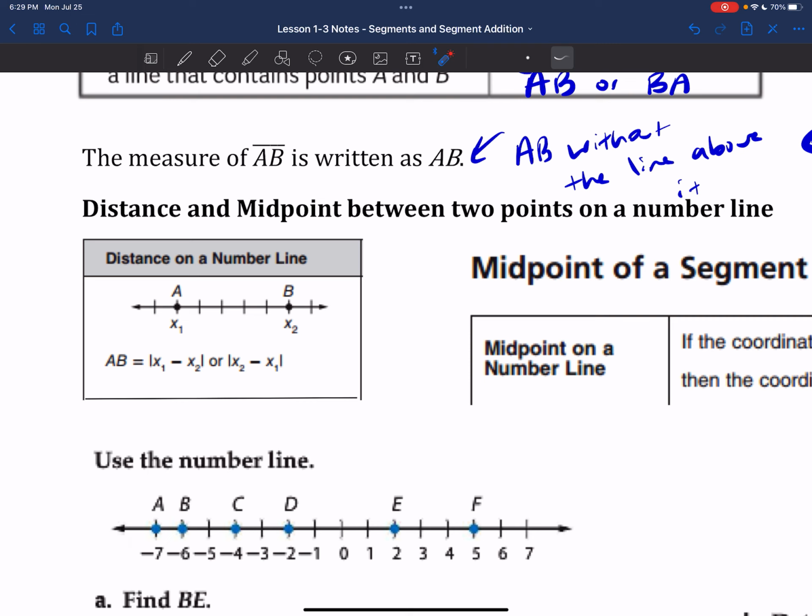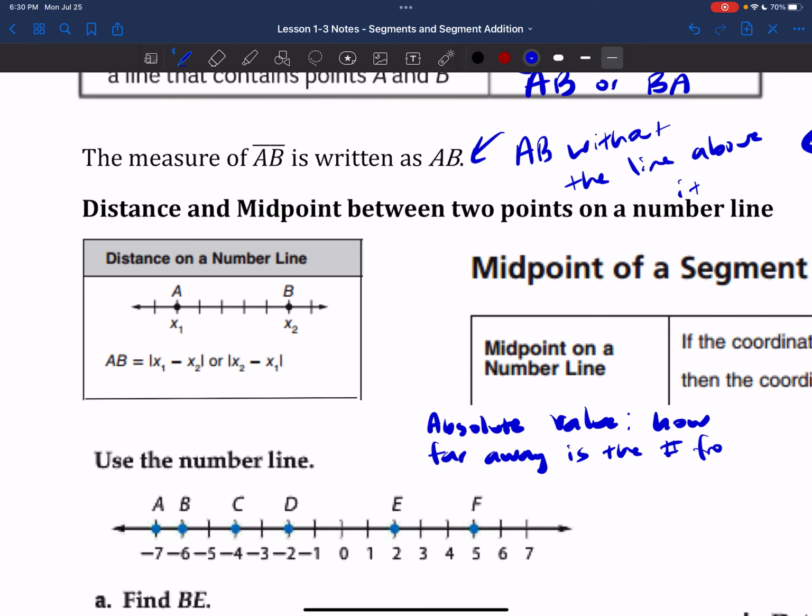Looking at the distance on the number line, we have a specific formula. It's the absolute value of x sub 1 minus x sub 2, or you can say the absolute value of x sub 2 minus x sub 1. Absolute value is defined as how far away the number is from 0.